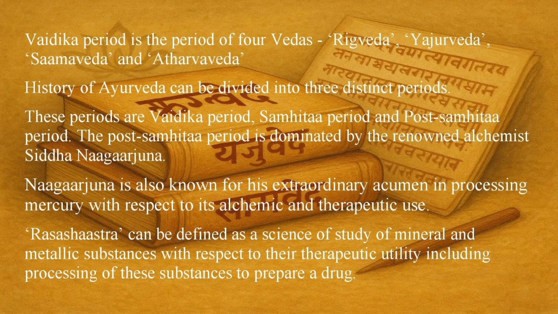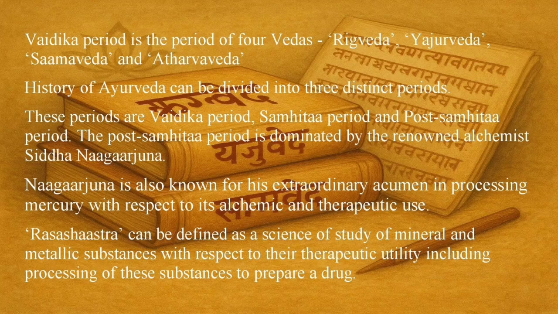So, now we'll talk about Vedika period. So Vedika period consists of four Vedas: Rig Veda, Yajurveda, Atharvaveda, and Samveda. And history of Ayurveda can be divided into three distinct periods. These periods are Vedika period, Samhita period, and post Samhita period. The post Samhita period is dominated by the renowned alchemist Siddha Nagarjuna. Nagarjuna is also known for his extraordinary acumen in processing mercury with respect to its alchemic and therapeutic use.